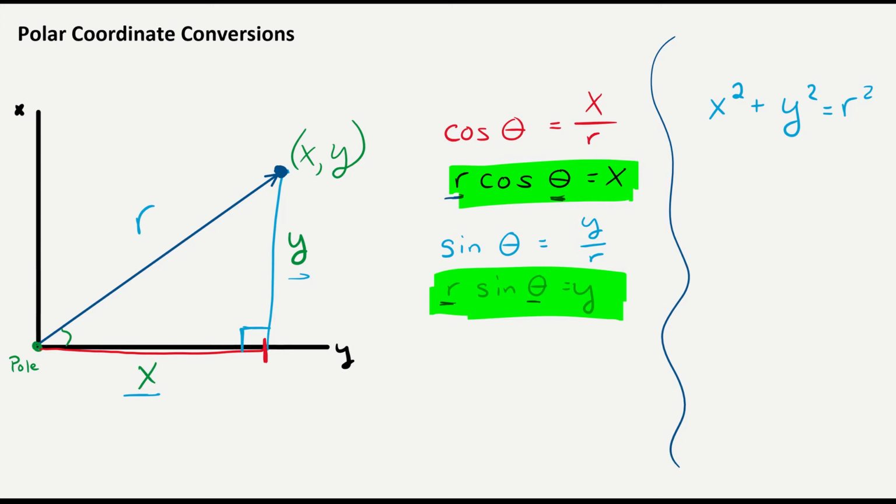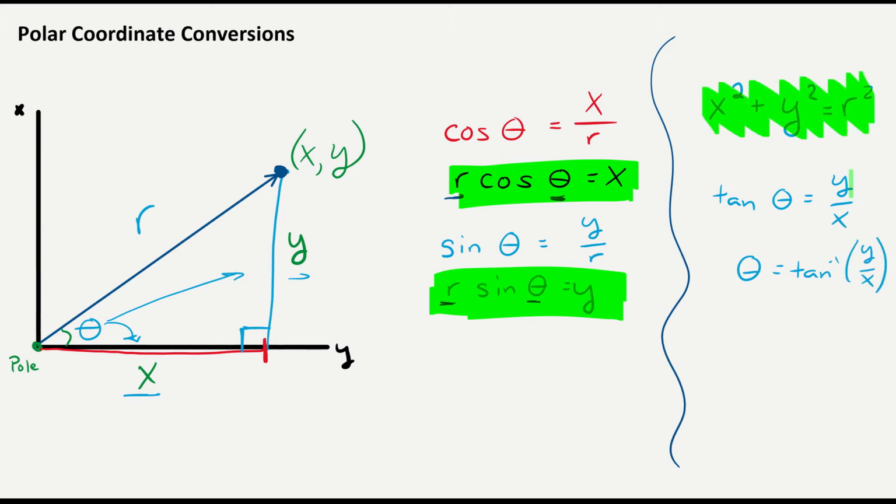Okay, but I still need to know what theta is. Well, if I know y and x, what are those in relation to theta? They're the opposite and adjacent sides. So I can say tan theta equals y over x. So theta would equal tan inverse of y over x. And there are your conversion formulas to go from rectangular to polar. You just plug in the y and x that you know and solve for theta or solve for r. So now we'll try a few examples with those conversion formulas.